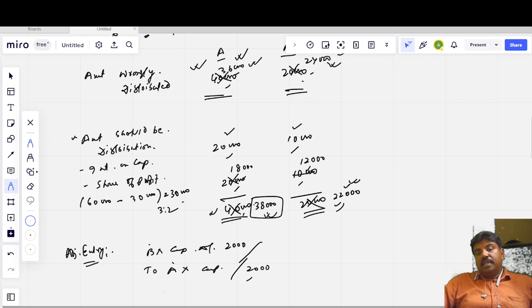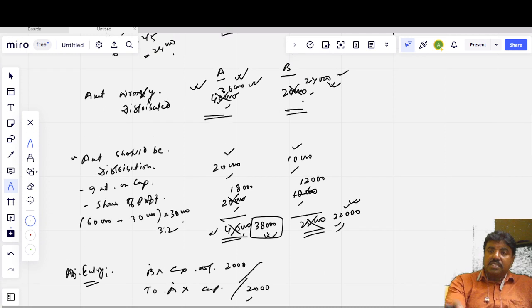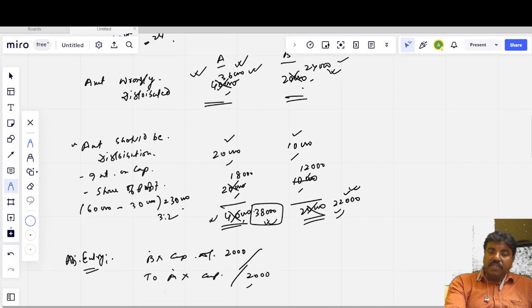Is this clear? In the first example what I took, the wrong distribution and ultimately the correct distribution, both the amount got same. So no adjustment entry required in that situation. But in the second case, when I changed the ratio from 2:1 to 3:2, then I saw okay, the wrong distribution was 36-24. But if the profit had been distributed correctly, then the amount could be 38 and 22.